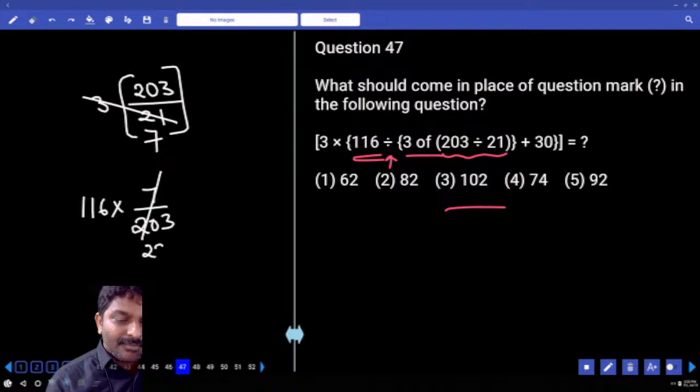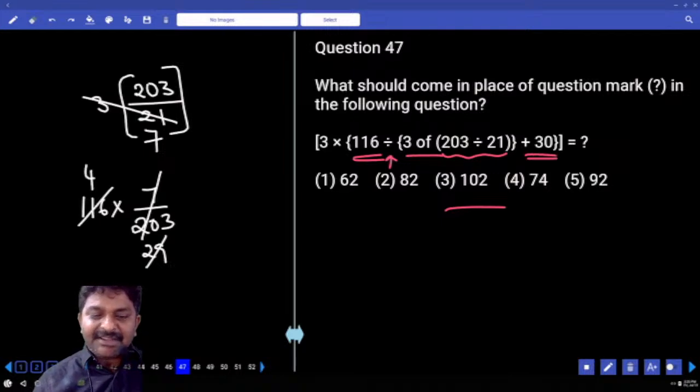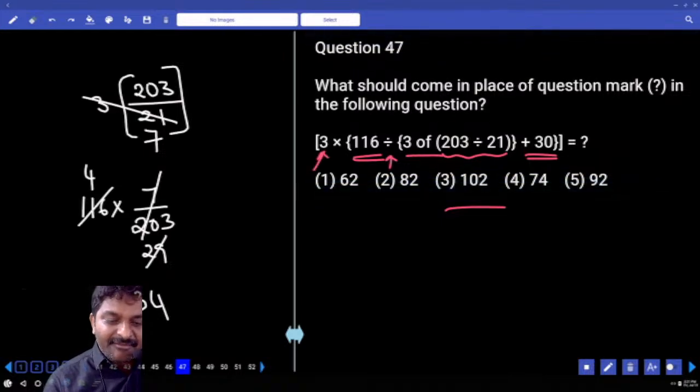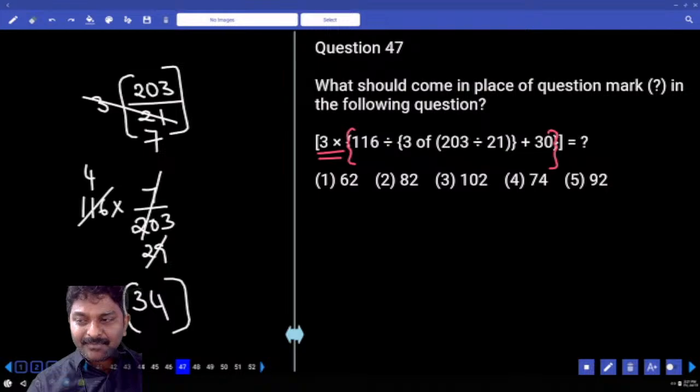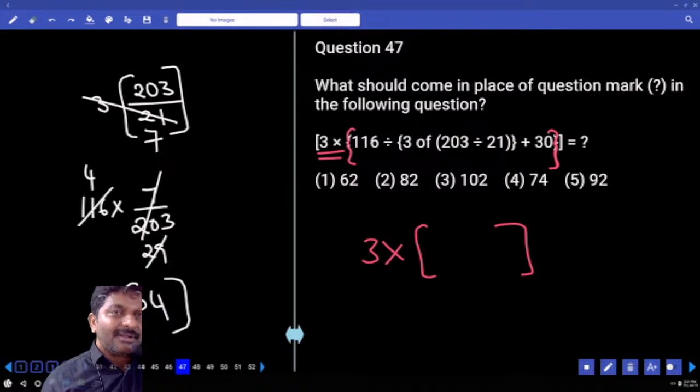20. 29. How many times? 4 times. And again you have plus 30, right? 4 plus 30. And how many times you have? 3 times of 34. Basically what I did was 3 into, this is flower basis, and it ends here, right? So 3 into some number you are getting. Answer, 3 multiple. How many options are there?